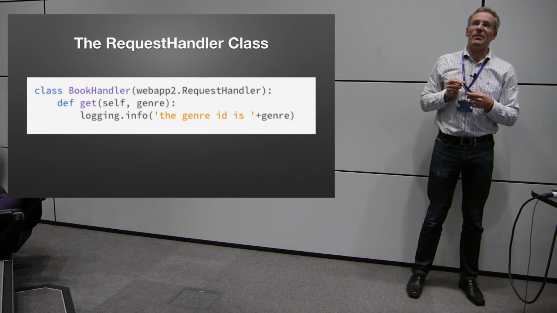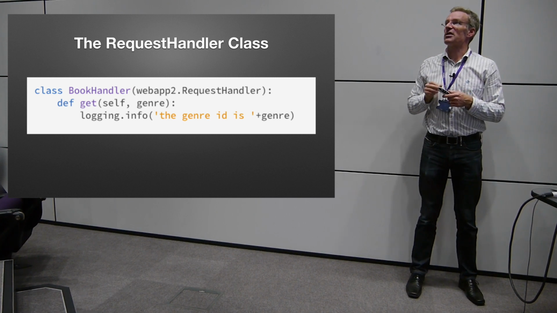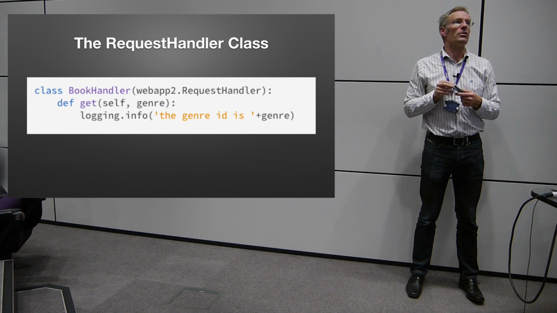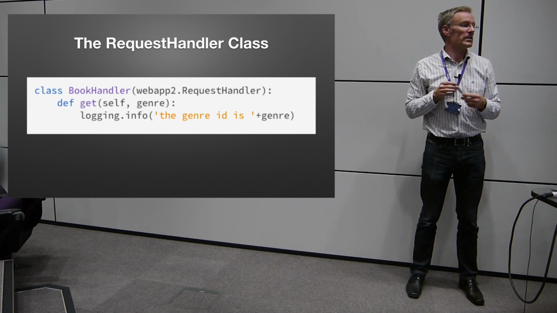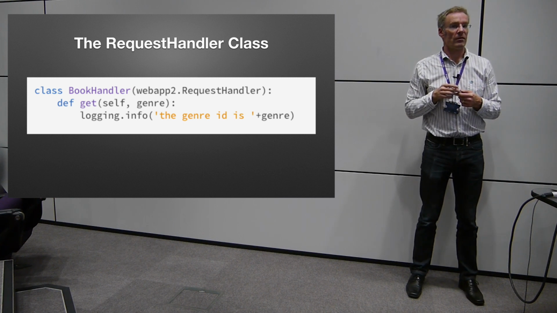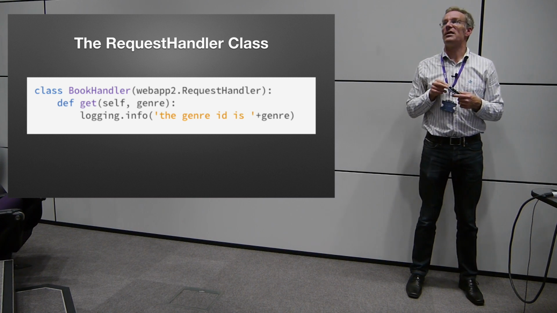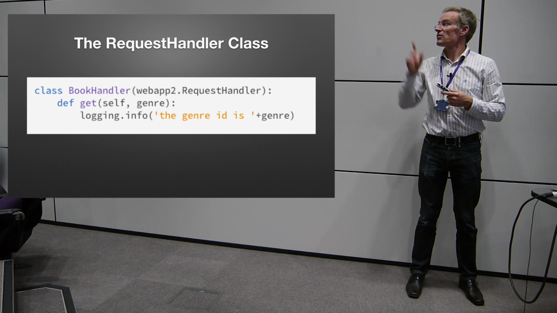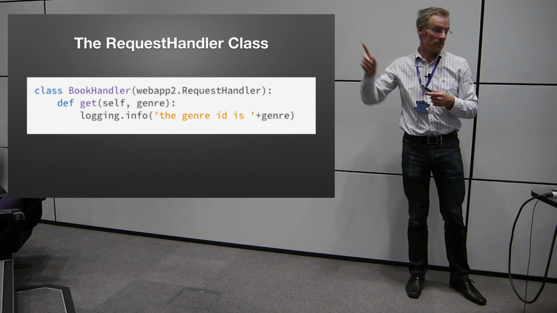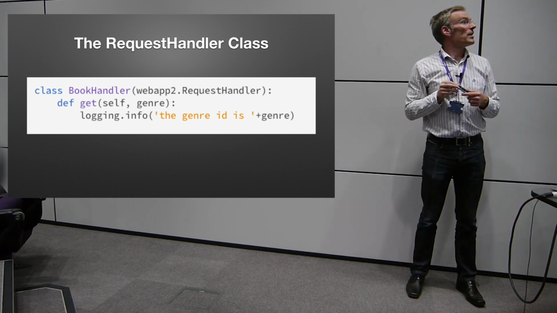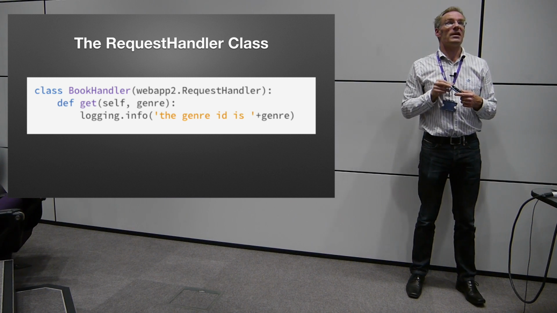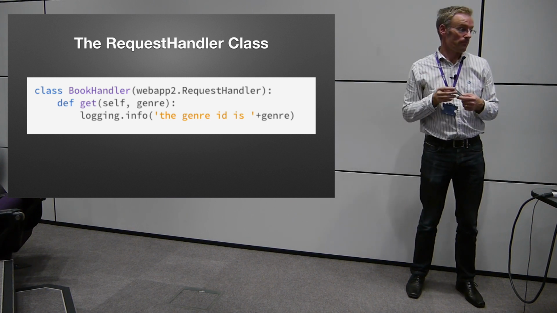Now, passing parameters, there's my request handler class. Can you tell me what I've added? Think how it normally looks. What have I added to this particular request handler? Look at the def get. How many parameters are there normally in the def get? Just the one, isn't it? Self. I've added genre in there. That's my parameter. That's the value I'm passing across to my page.